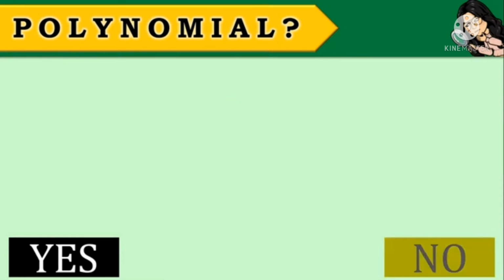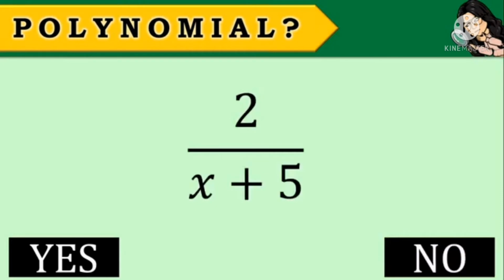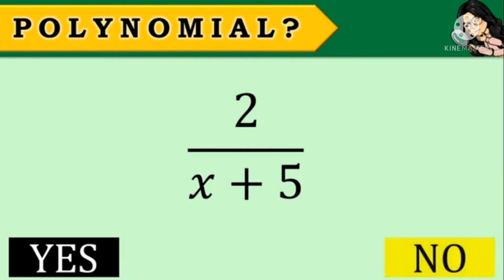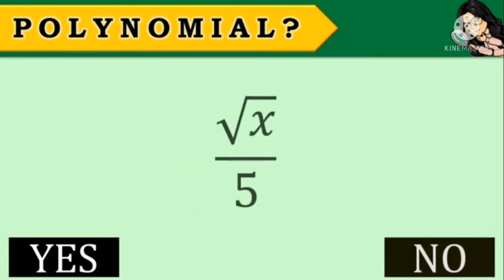How about this? I'll give you time. And the answer is? Still no. That's exactly the same reasoning as in the previous example. Since we already have x in the denominator, the presence of that means that we are dividing by a variable x. So that makes it not a polynomial function. How about this last example? Square root of x over 5. Yes or no?